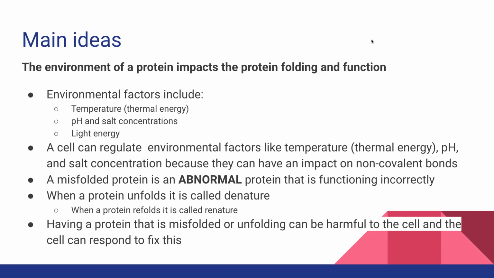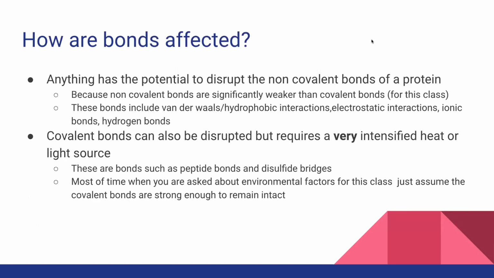The unfolding of a protein is called denaturing, and renaturing is when it refolds. And like I said, cells don't want misfolded or unfolded proteins. Think about how structure affects function. If structure is messed up, you want to get rid of it. So how are the bonds affected through these environmental factors?